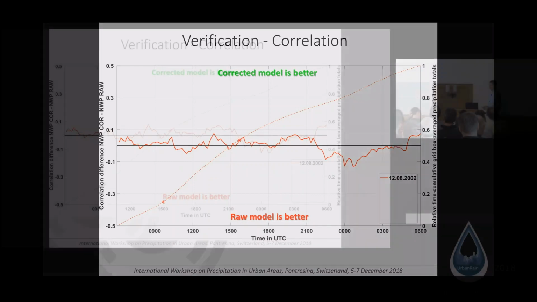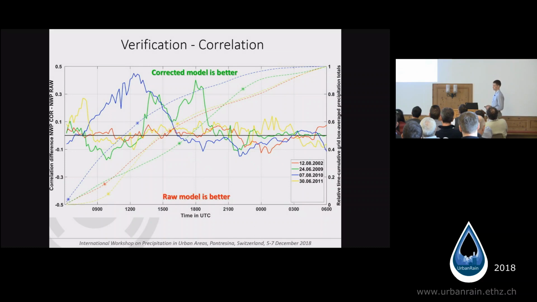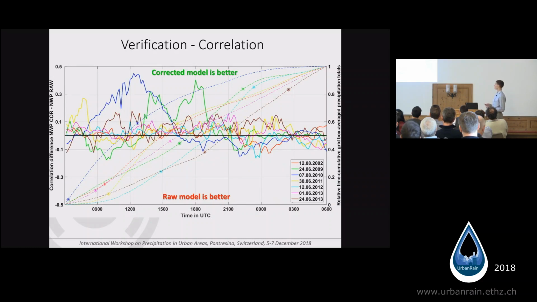Here you can see a correlation difference between Pearson's correlation coefficient for corrected and raw 10-minute precipitation reforecasts. Full lines that are located above zero represent higher values of correlation coefficient for corrected reforecasts. On the other hand, the negative values mean a deterioration of corrected reforecasts, so the raw model is better here.